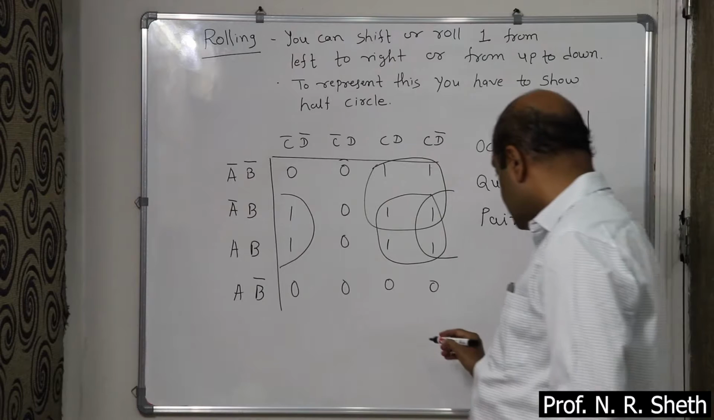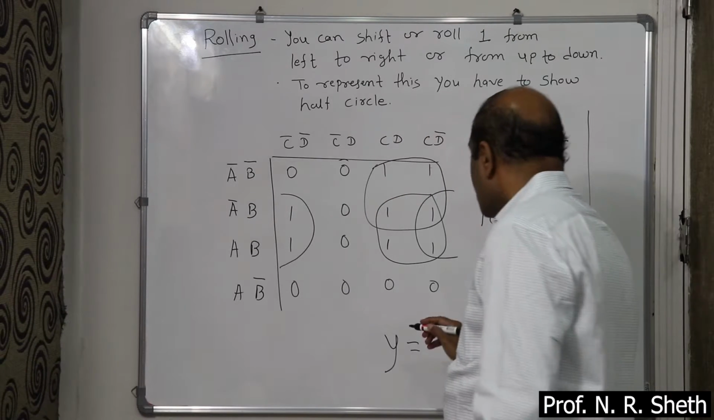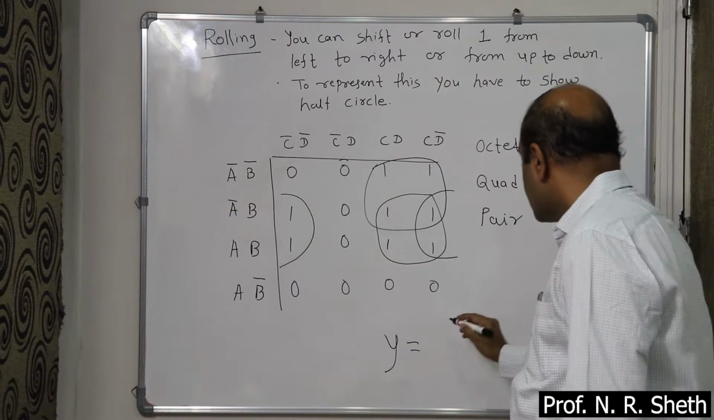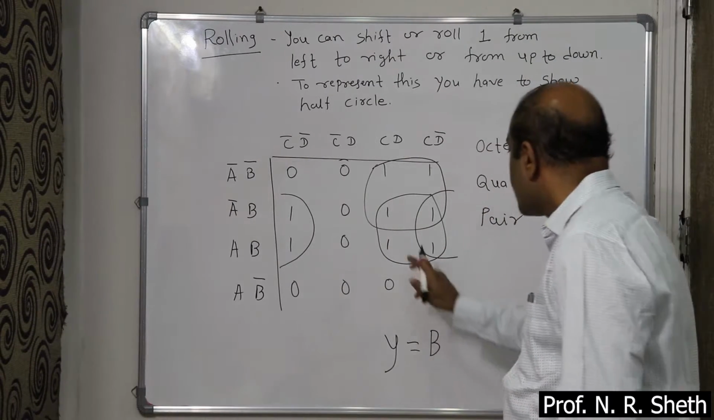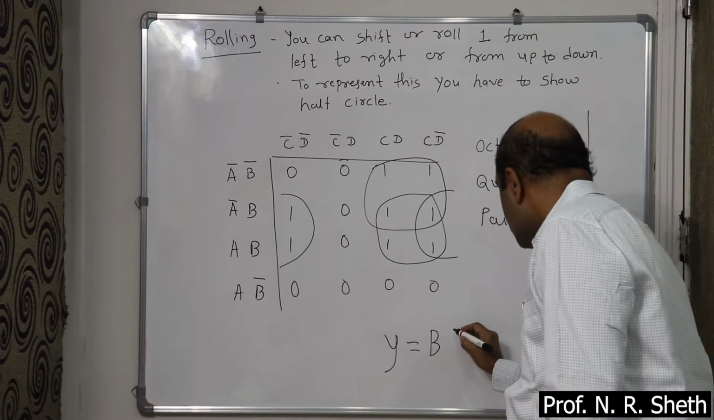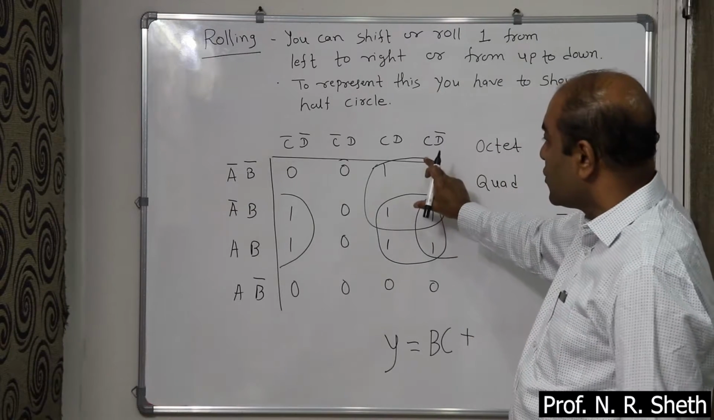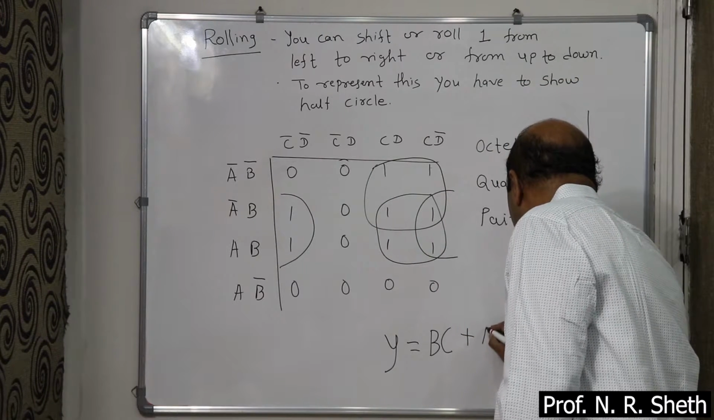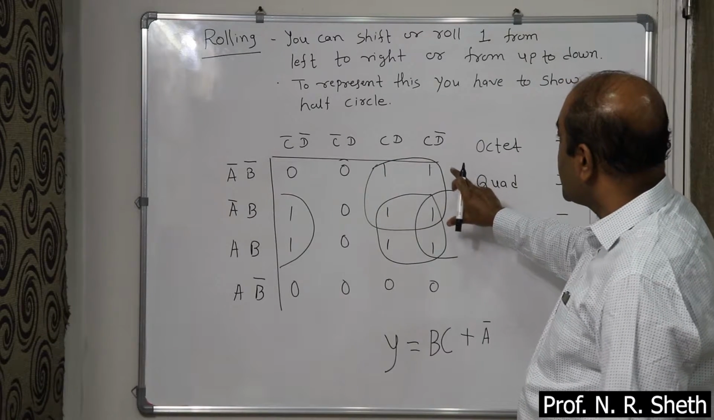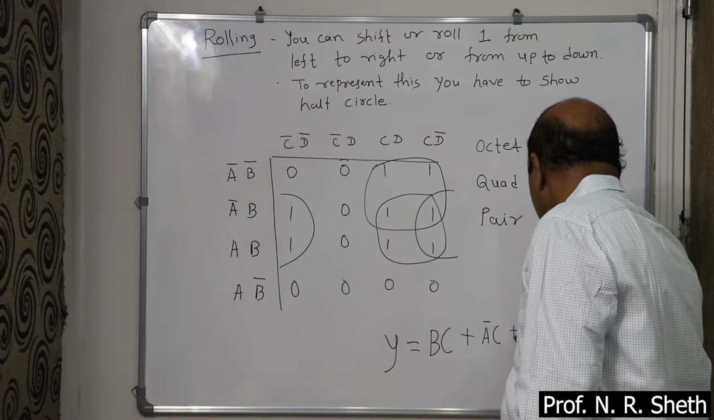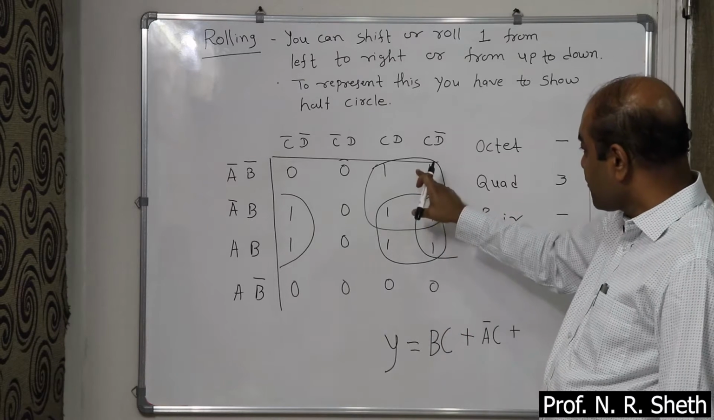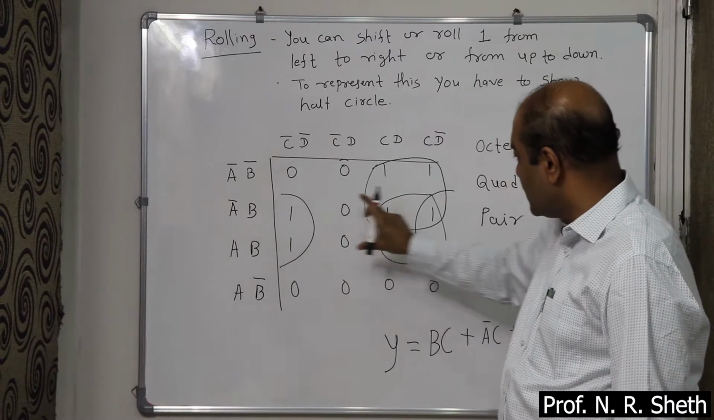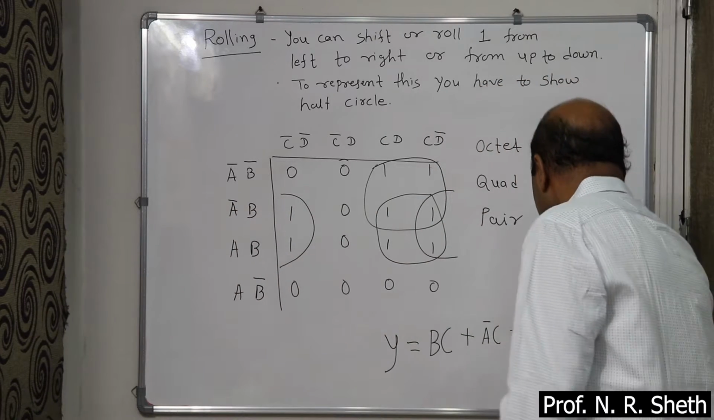Then what is the Y? Just carefully, for this one, A bar cancels, so B, and D and D bar cancel, so it is C. For the upper one, same way, B and B bar cancel, so we have A bar, and for this part D bar cancels, so C. First one BC, second one A bar C, and now the third one, this one, A bar cancels, so B.